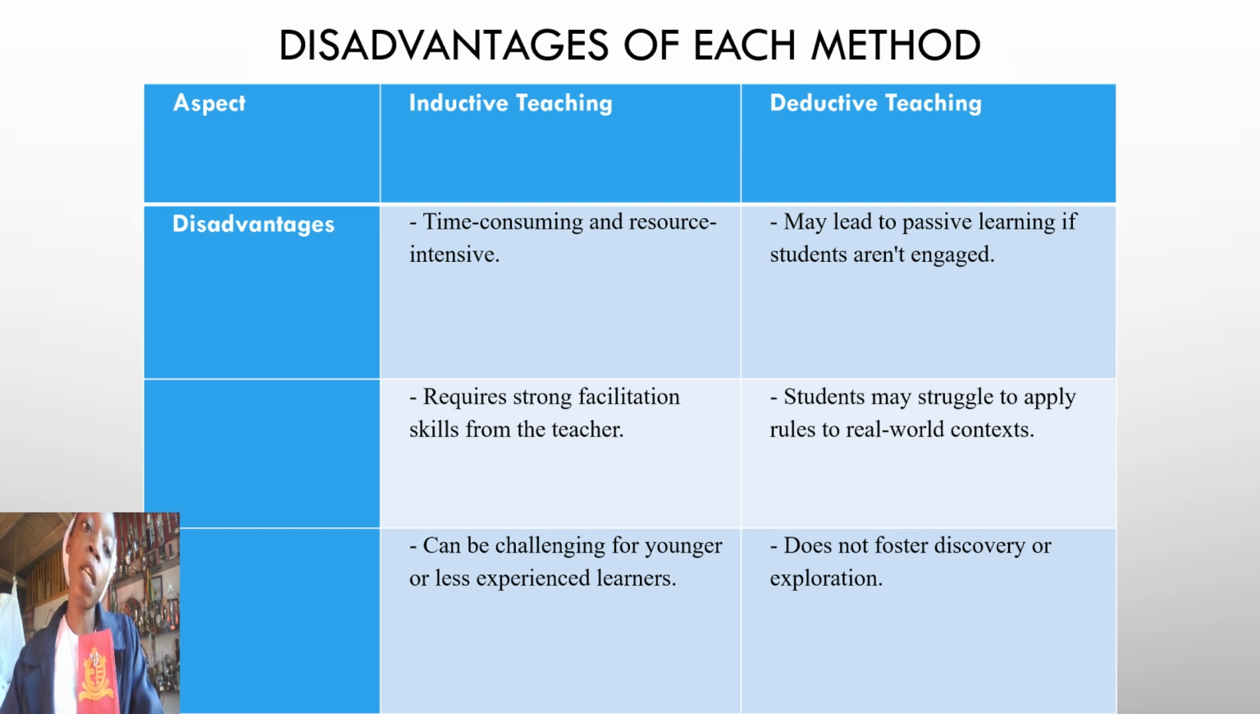Now, the disadvantages of the deductive teaching method. It may lead to passive learning on the students' behalf and they aren't fully engaged. Since the teacher is the main source of information being disseminated, the students will become dependent on the teacher to provide information and notes.